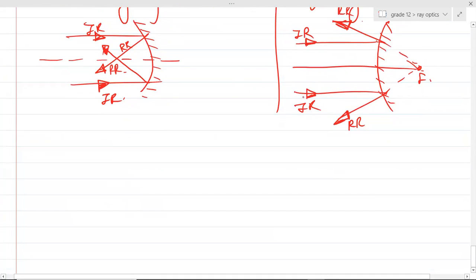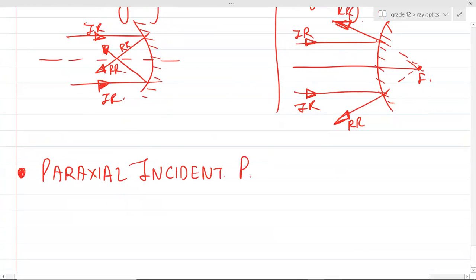So I guess these two types of mirrors are pretty much clear to everyone. Please give a heading: Paraxial incident rays in case of spherical mirror.